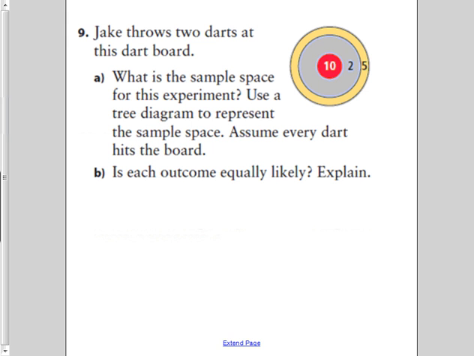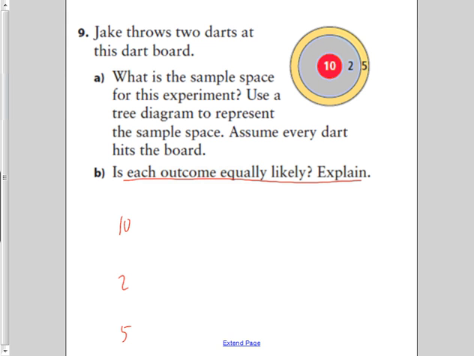Question 9 says, Jake throws 2 darts at this board. What is the sample space for this experiment? Use a tree diagram to represent the sample space. Okay. Well, obviously, if we look at B first, is each outcome equally likely? No, you're not going to hit the 10 as much as you're going to hit the 2, but for those 2 darts that he throws, he could have a 10, or he could have a 2, or he could have a 5, okay?